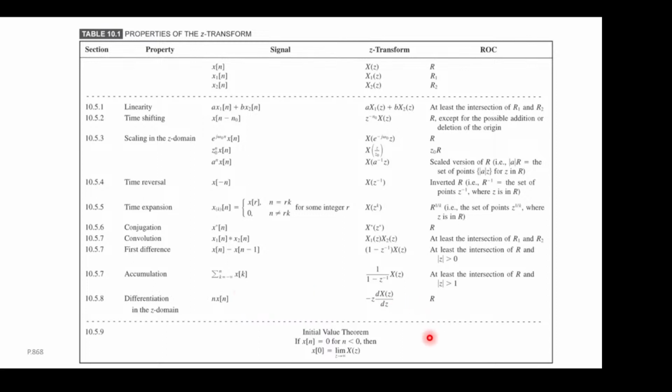And finally, we have this really weird property of differentiation, where you have dX/dz, but you actually need to multiply by minus z, and then you get x multiplied by n. And so here you can see that we are missing some property that we had in the Fourier transform, just for reasons we don't have in z.